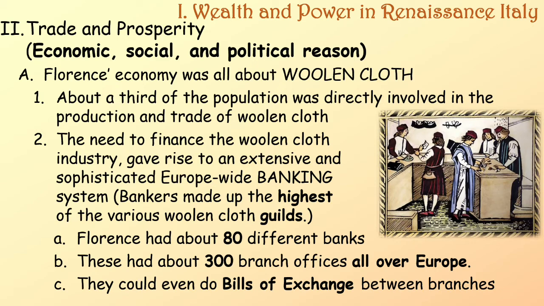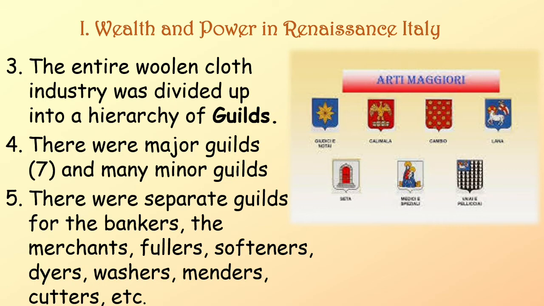The entire woolen cloth industry was divided up into a hierarchy of guilds, and we talked about guilds in the summer reading. There were major guilds, 7 of them to be specific, and there were many minor guilds. There were separate guilds for the bankers, separate guilds for the merchants and the fullers and the softeners and the dyers and the washers and the menders and the cutters. Every little aspect of the wool operation had its own guild.